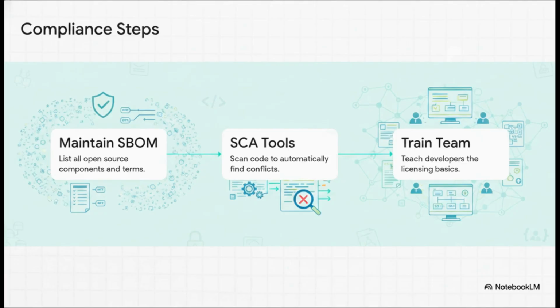Step 2. Use automated software composition analysis, or SCA tools. Seriously, do not try to track this stuff by hand. These tools integrate right into your pipeline and catch conflicts the second a developer tries out a problematic dependency. Makes things like funding rounds or acquisitions way less painful. And Step 3, train your developers. Teach them these basics so they don't blindly pull in the wrong libraries.